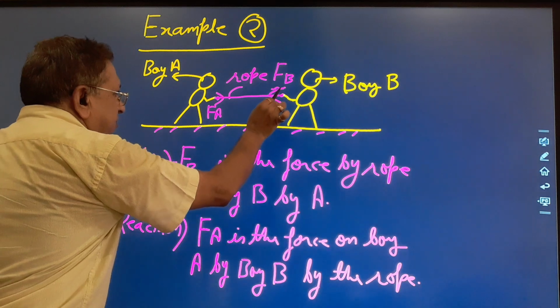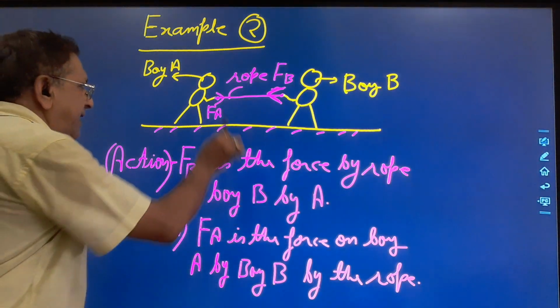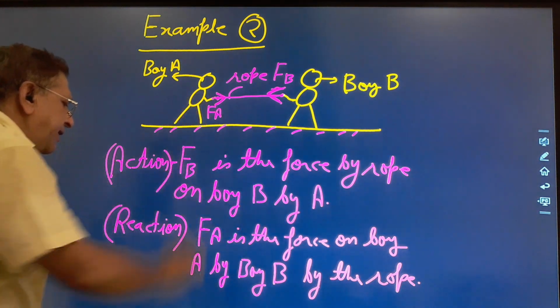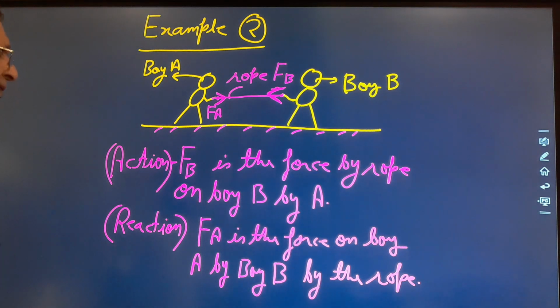FB is the force on boy B and FA is the force on boy A by B.